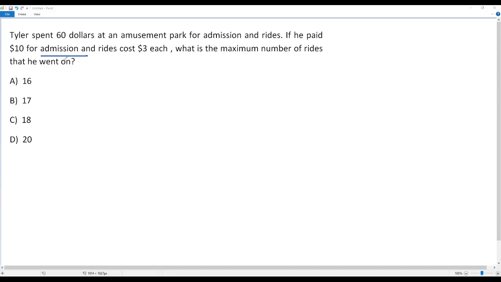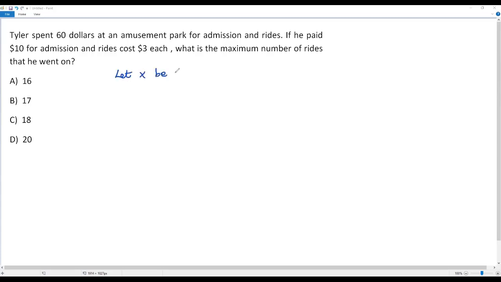for admission alone, and some of the remaining money is spent for rides, where the cost of each ride is $3, and we have to find the maximum number of rides. Since we have to find the maximum number of rides, first we have to assign a variable which represents the number of rides. Let me do it.